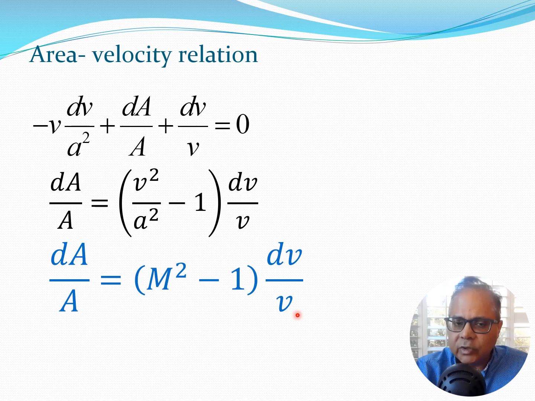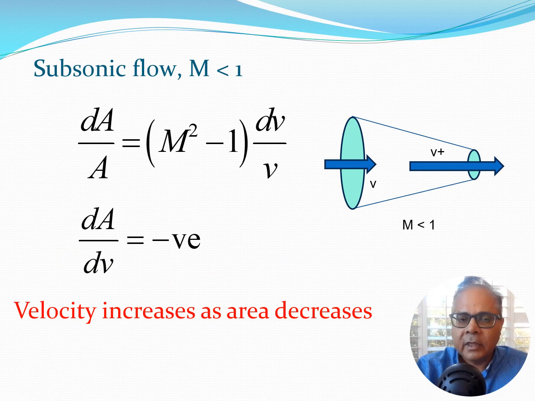So essentially you can see here that the area is being related to the velocity, and so this equation is going to give us some insights depending on whether the Mach number is less than 1, whether it's greater than 1, or it is equal to 1. So we are going to consider these three conditions next. So let's start with the subsonic flow condition.